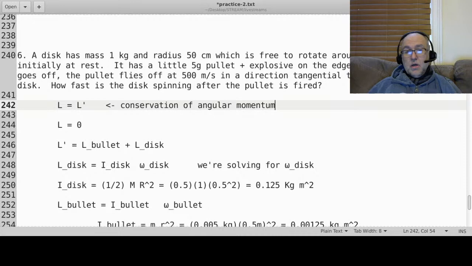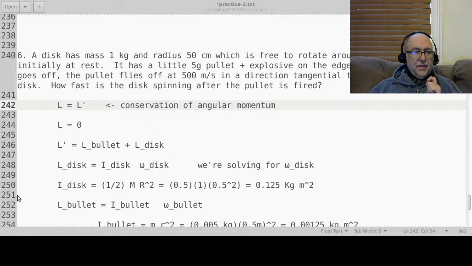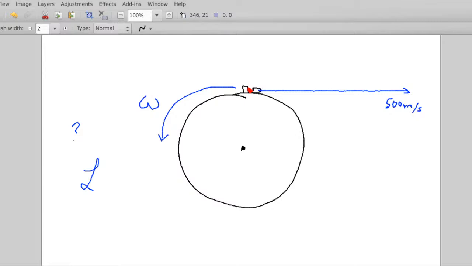But there's also a gluing together of linear momentum and angular momentum. The reason you have to glue the two together is because when you see that bullet going off at 500 meters per second right here, there's nothing angular about this. That's a pretty straight line. So that's not angular momentum there. And you go, well, how do I glue the linear momentum of the bullet to the angular momentum of the disc? That's another interesting aspect to this problem.